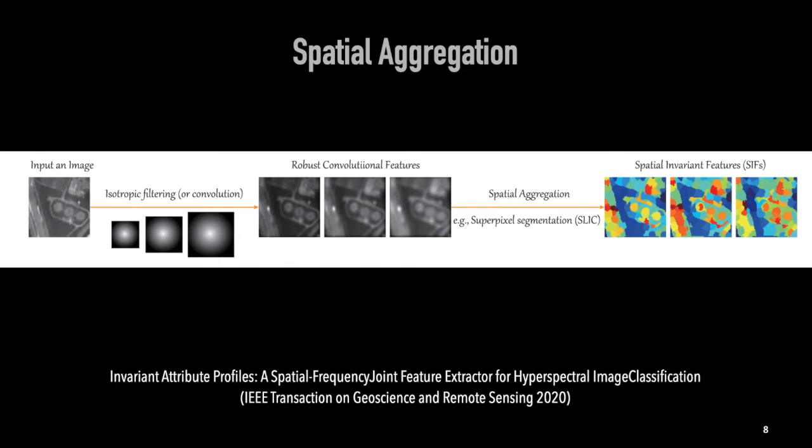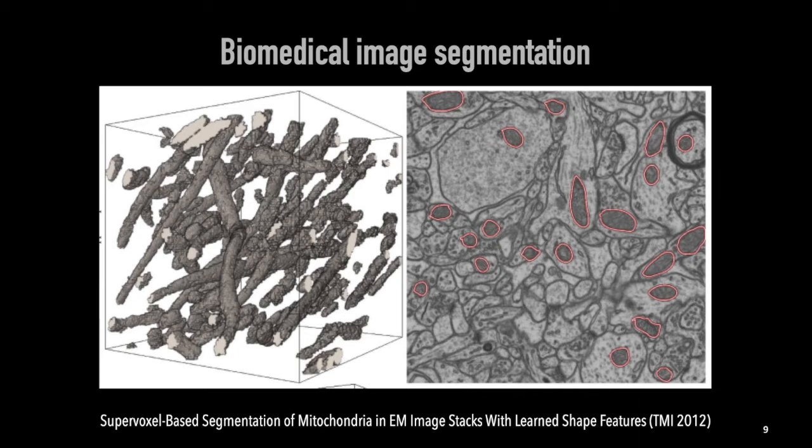Let me show you a few examples across imaging domains. Here, superpixels are used to spatially aggregate features for hyperspectral image classification. Why? Well, superpixels simplify by aggregating similar features. Here we're using supervoxels, which are 3D extensions of superpixels. We use them in the segmentation of mitochondria in EM image stacks. Why? Well, the graph-based segmentation was cheaper based on supervoxels than just doing it on voxels.